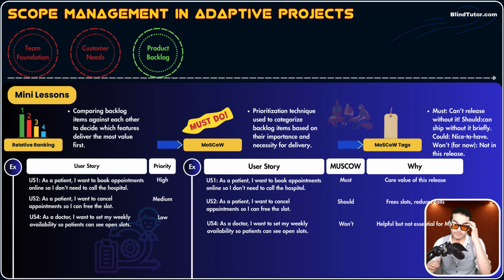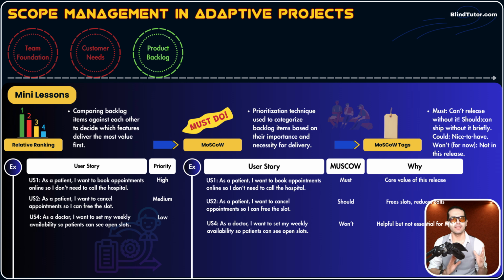So nice to haves are called could, and would is, guys, we won't work on that user story for this sprint. So won't now. We wouldn't do it right now because we have more important things to do and focus on. Okay? So let's wrap it up.